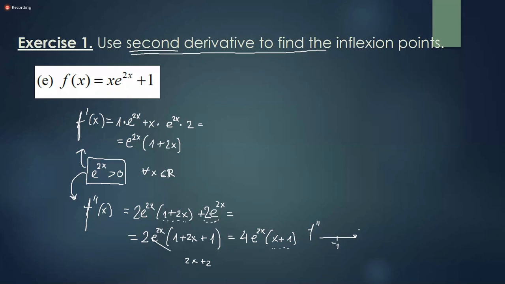And so if x is greater than -1, then the second derivative is positive. If it's less than -1, then the second derivative is negative. So the function is concave down and concave up. So we see, yes, -1 is indeed an inflection point.